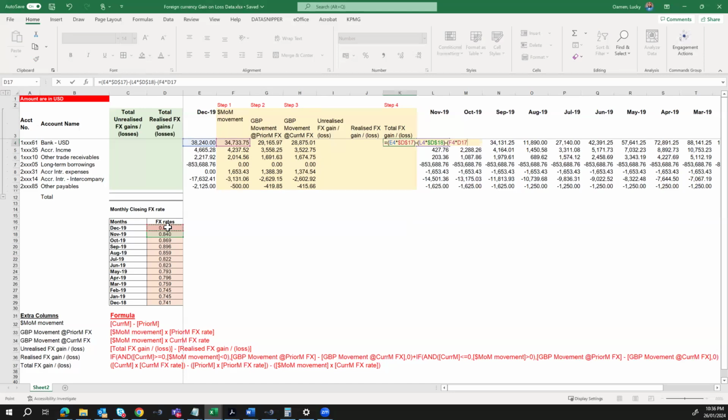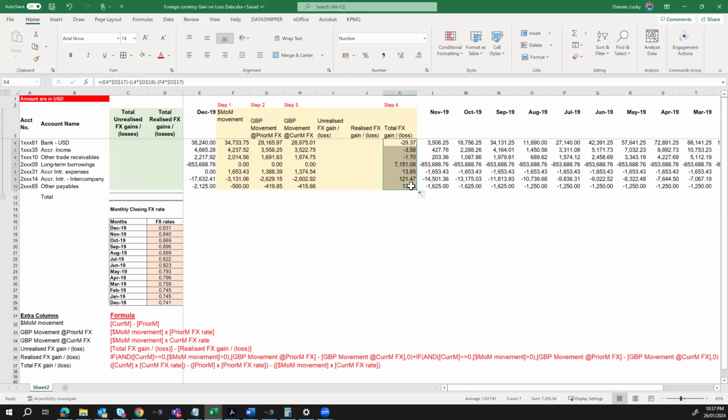Then press my F4, close my brackets. All right, so this will give us the total FX gain or losses on each of the account balances. I press the enter key. I have a loss of £29 to be recognized in the P&L. So I'll drag down for the rest. All right, so this concludes step 4.